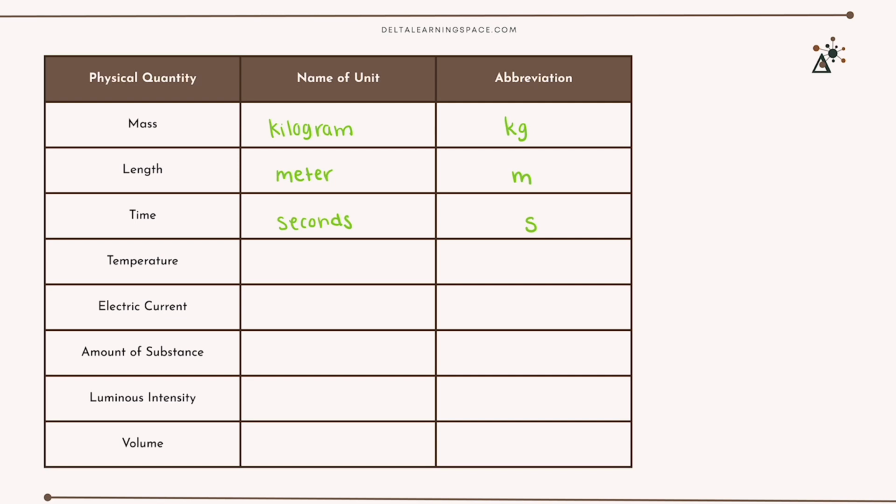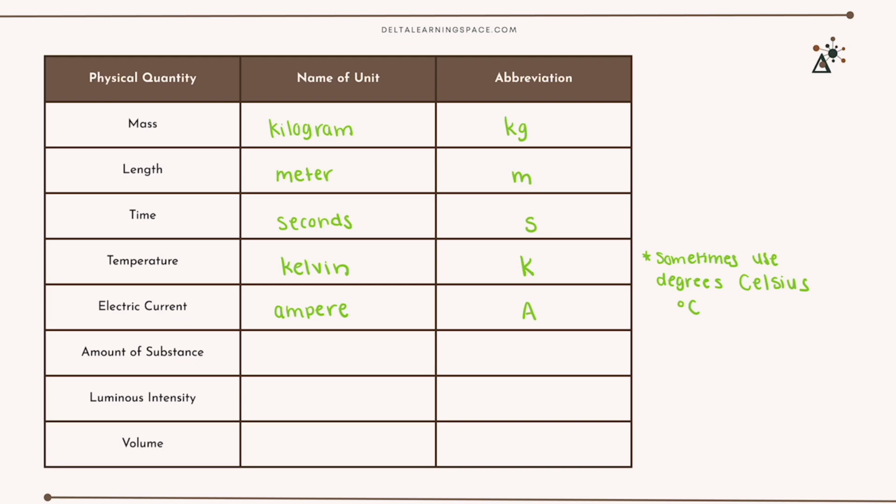Next, we have temperature. We commonly define temperature as how hot or cold something feels, but it can be more specifically defined as the average kinetic energy of particles in a system. The unit for temperature is the Kelvin, abbreviated to uppercase K. But in many settings, we also use degrees Celsius depending on the formula. The next measurement we have is electric current, which measures the rate of flow of a charge. The base unit is called the ampere, but we often hear it shortened to amp, but its abbreviation will be uppercase A.